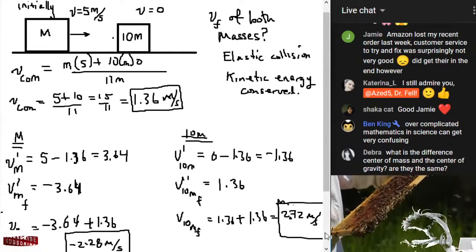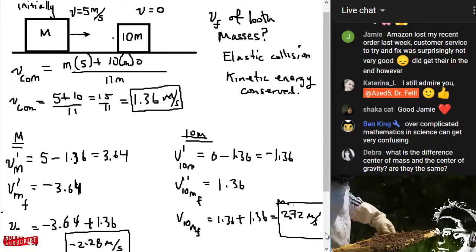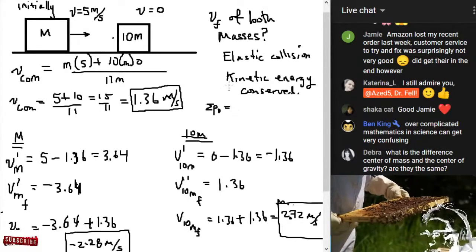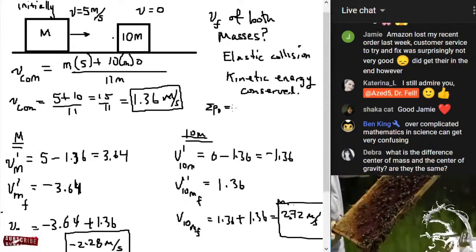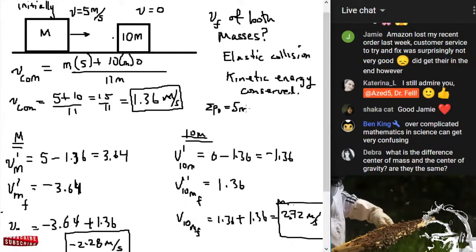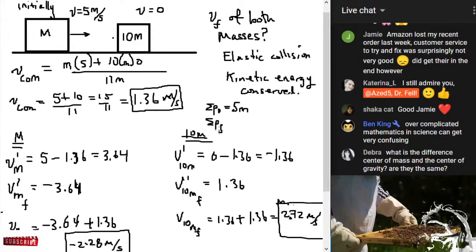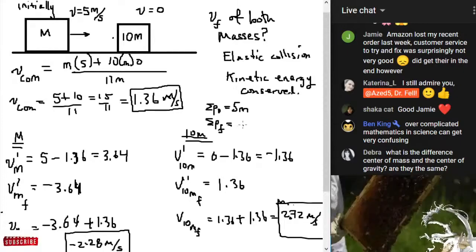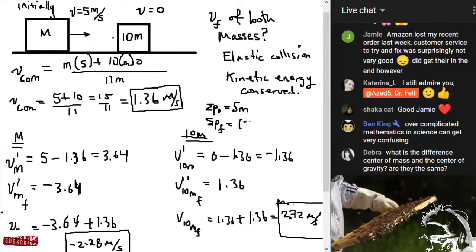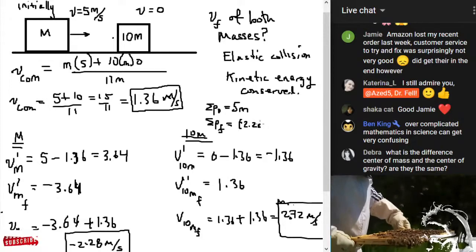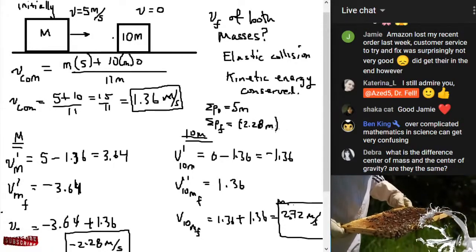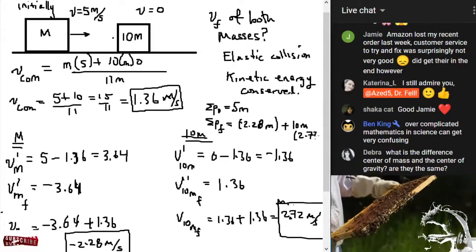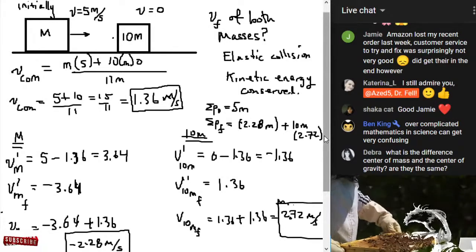So this is right. So let's prove it. Let's prove that this is correct. Sum of momentum initial is going to be 5m. Sum of momentum final, it has to be 5m. So we have mass m times negative 2.28, plus 10m times 2.72. Now if that doesn't add up to 5m, then something's wrong again.